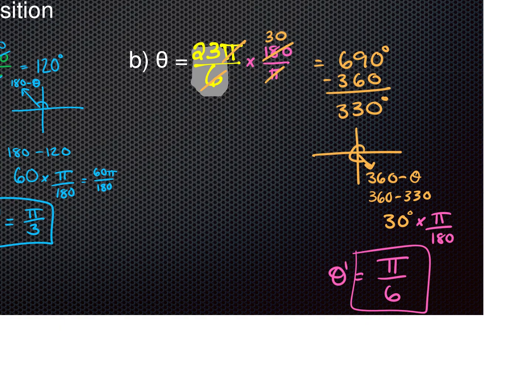So for your reference angle questions, if your question is in radians, your answer has to be in radians. Remember, your answer is always going to be acute and positive. So when we find the 30 degrees, just double check. Is this acute and positive? Yes. So then convert it back.